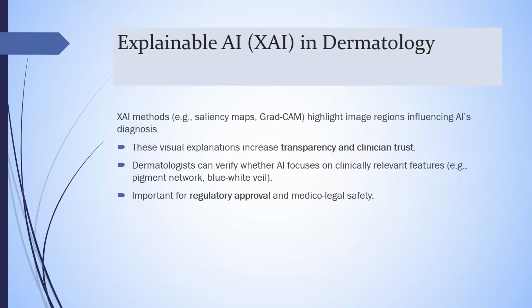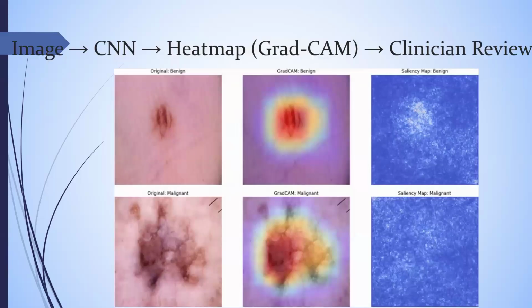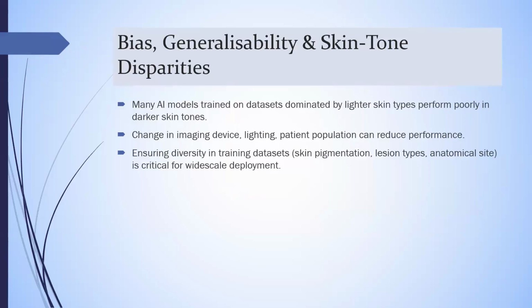So again, explainable AI in dermatology is XAI, and that includes saliency maps and GradCam, where they are going to generate heat maps. And this is very important to differentiate between benign and malignancy. So this is the heat map generated, and then the clinician reviews it and decides whether to take the biopsy or not.